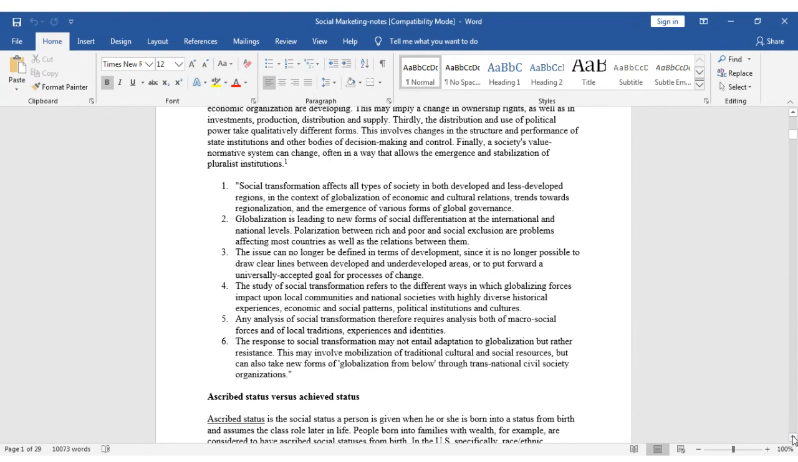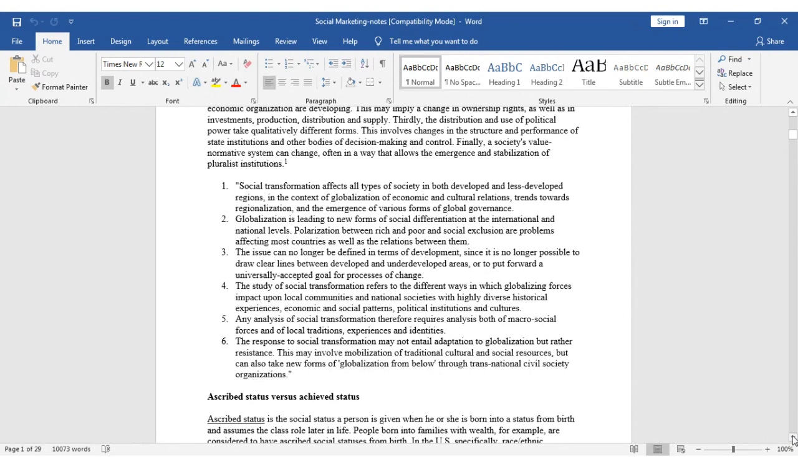And the other issue is that it can no longer be defined in terms of development, since it is no longer possible to draw clear lines between developed and underdeveloped areas, or to put forward a universally accepted goal for the process of change. It's not easy to know the difference between developed and undeveloped areas, especially in the rural settings. Like in the county areas, if you ask the county administrators, it's not easy for them to tell you this family is doing well or this family is not doing well. The indicators are very thin. So you need to be very cautious in trying to identify the developed and underdeveloped areas.